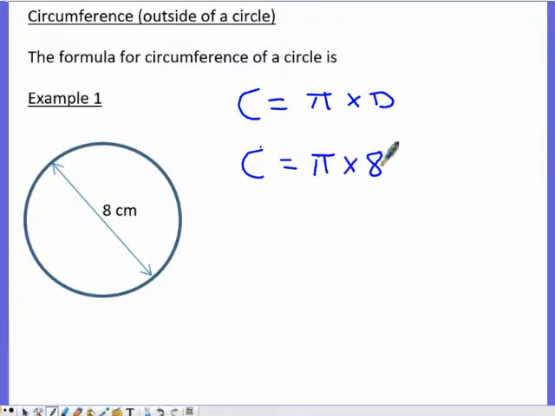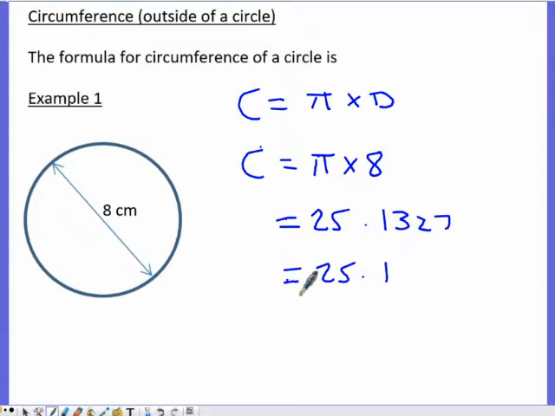If you type this into your calculator, you get 25.1327 and a few more decimal places. The question will usually tell you what they want it rounded to. If it said it wants it to one decimal place, then in this case it would be 25.1. Don't forget your units. The units for this are just centimeters because it's a length.